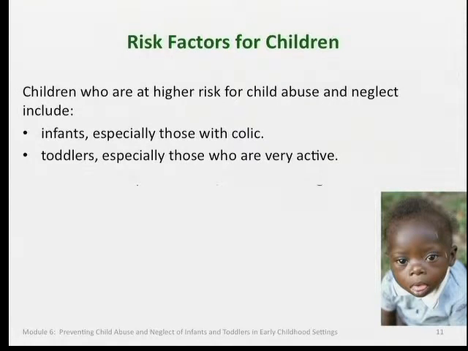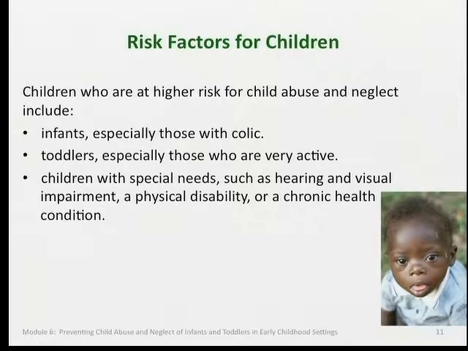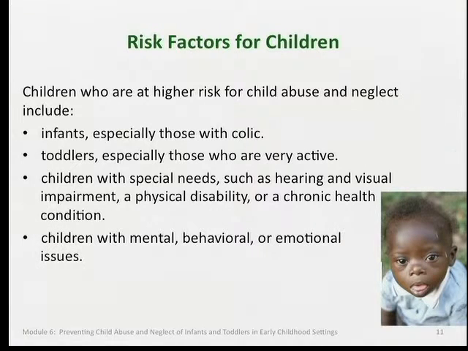Another higher risk group is children with special needs, such as hearing and visual impairment, a physical disability, or a chronic health condition, or with mental, behavioral, or emotional issues. Caring for a child with intensive needs may overwhelm parents and affect their ability to cope in stressful situations. Unfortunately, some children are unwanted or unplanned due to unplanned pregnancies, blended families, or other circumstances. These children also are at high risk of becoming victims of child abuse or neglect.